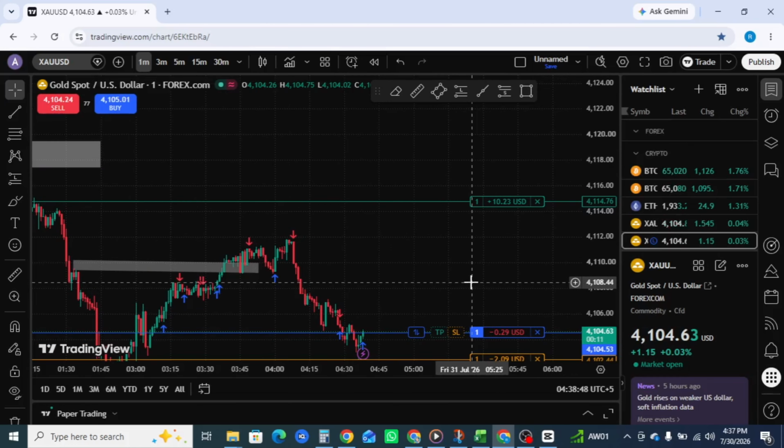Pending orders appear in the Orders tab, while completed trades can be reviewed in the History and Account History sections. These tools help you evaluate your performance and improve your trading decisions over time.